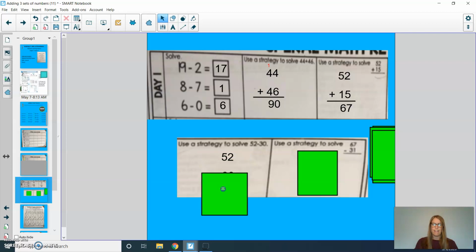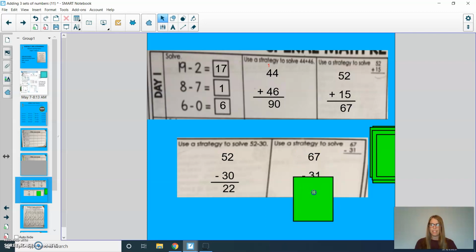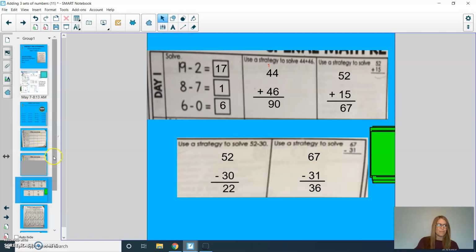Then I had 52 minus 30. I know 2 minus 0 is 2, and 5 minus 3 is 2, giving me the answer of 22. And for the last one, we had 67 minus 31. I know 7 minus 1 is 6, and 6 minus 3 is 3, giving me the answer of 36. We'll keep working on these spiral reviews throughout the week, and we'll just keep moving down each day.